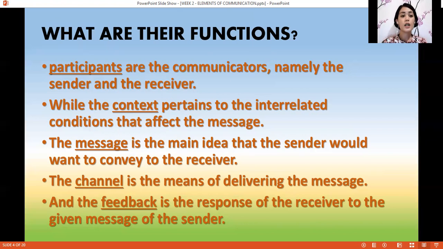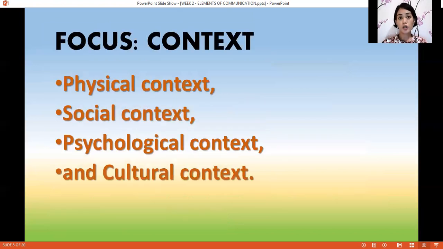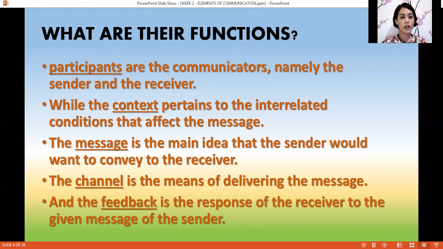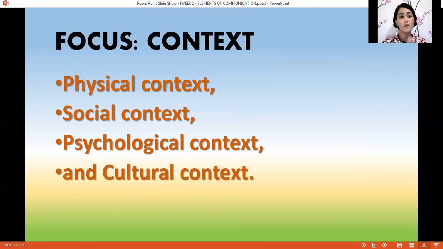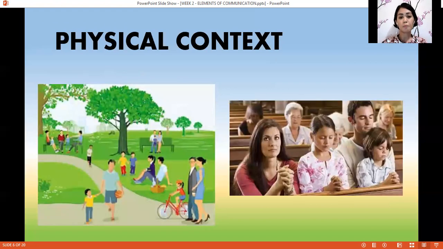Okay? But this time we are going to focus on the context. There are 4 contexts that affect the message. Again, the context is the interrelated conditions that affect the message. So these 4 contexts have an effect on the communication process or the message. First is the physical context, then social context, psychological context, and cultural context. We're going to discuss them one by one.